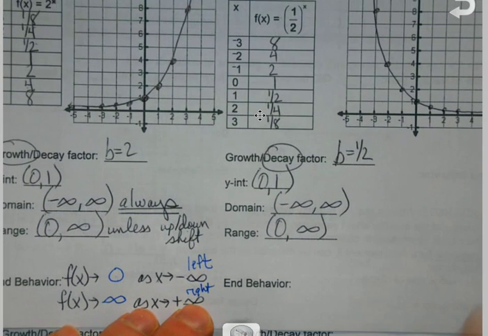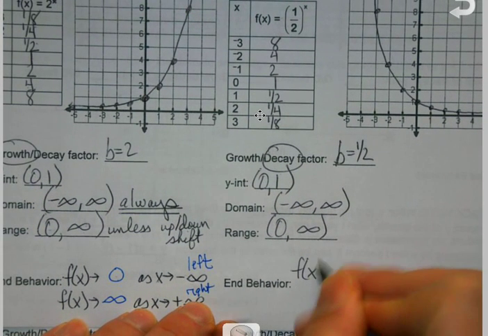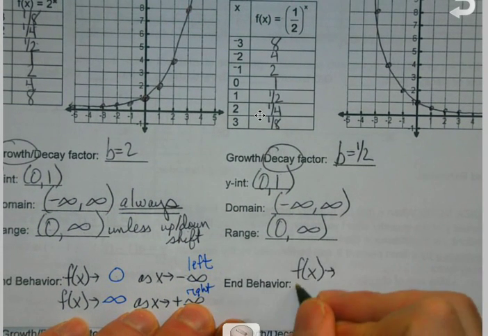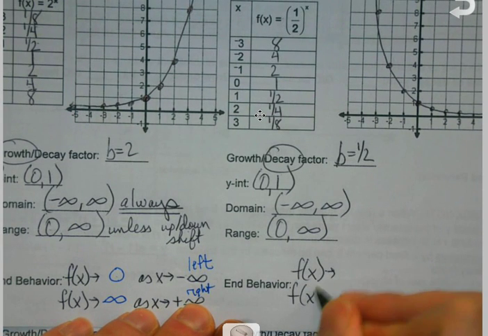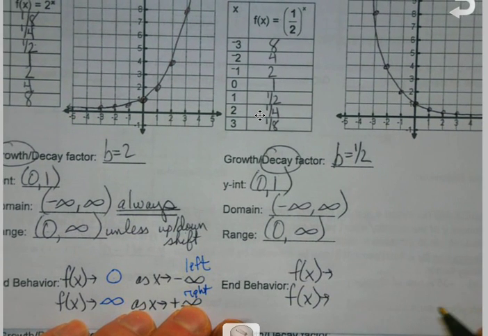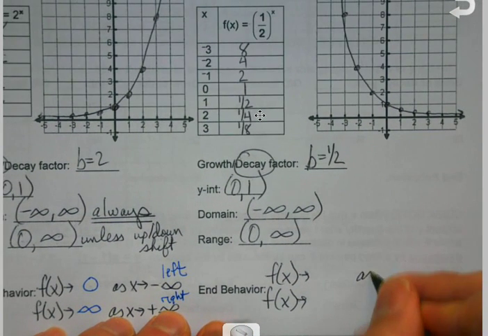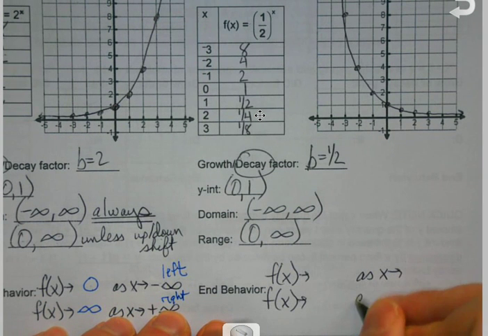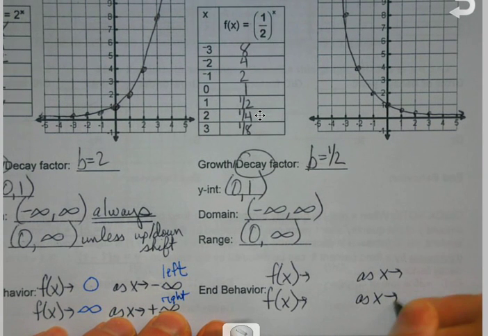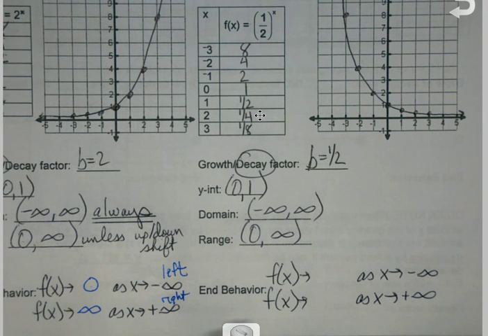So when I get to my end behavior, now I will admit, because I'm looking, I'm like, well, the range numbers are the same. They're 0 and infinity. So what could possibly be different when I get to my end behavior? Well, let's think about this for a second.